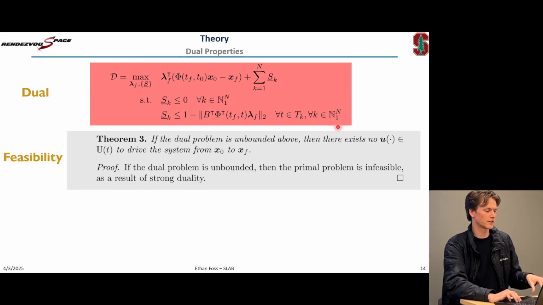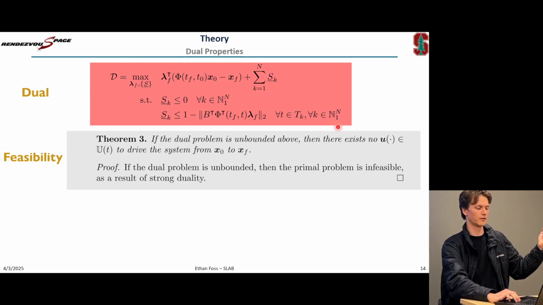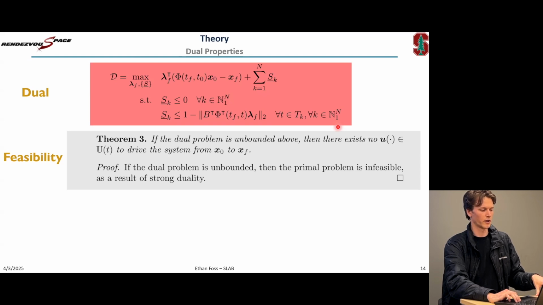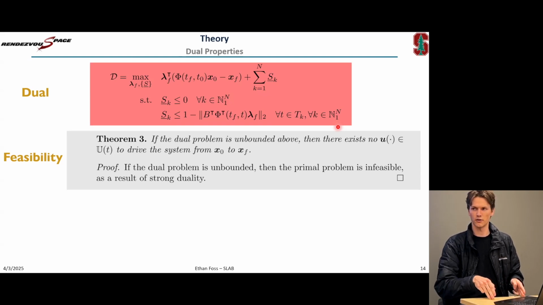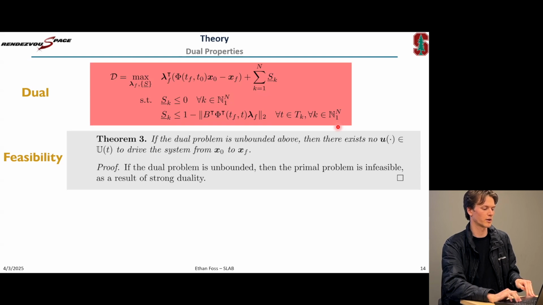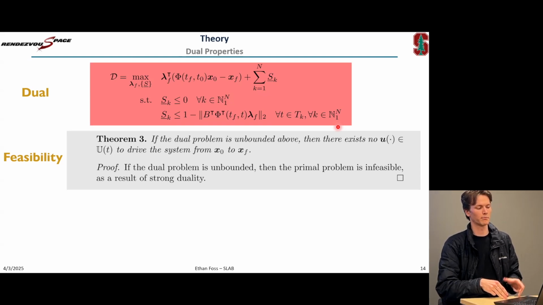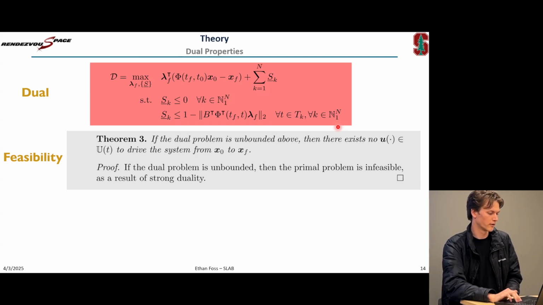And then lastly, we can state the feasibility. So another useful property is that if this problem is unbounded above, then that means that the primal problem is infeasible. So we can state that if you cannot solve this problem with a finite cost, then there does not exist a control signal that can drive your system from the initial condition to the final condition. So this is a super useful property that is not captured by other frameworks in which magnitude constraints are considered on the input, since generally you can reach any given state for any problem under that framework.